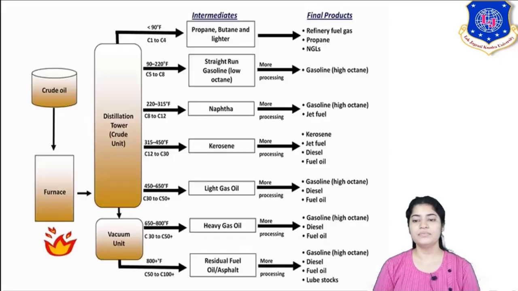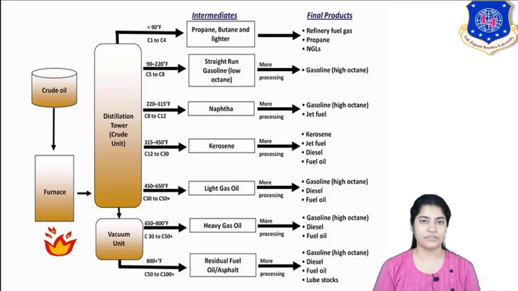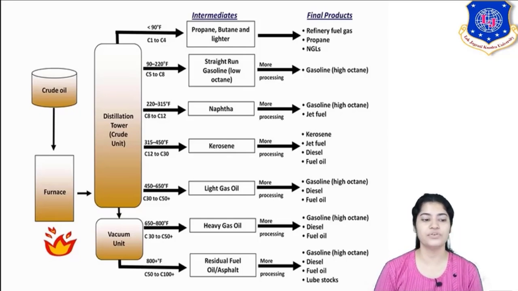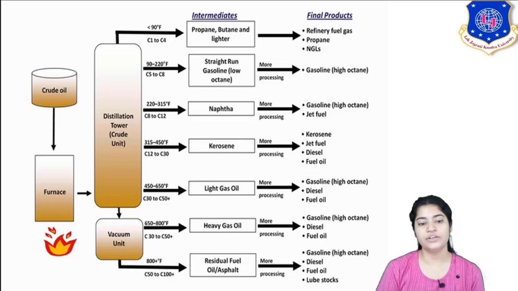Now, this is the description of a normal atmospheric distillation tower. In gist, this is defining your refining process, how your crude oil is subjected to refining. Starting with what you get, your light intermediates, from C1 to C4 gases you get. Similarly, you get straight run gasoline, naphtha, kerosene, light gas oil, heavy gas oil, residue.